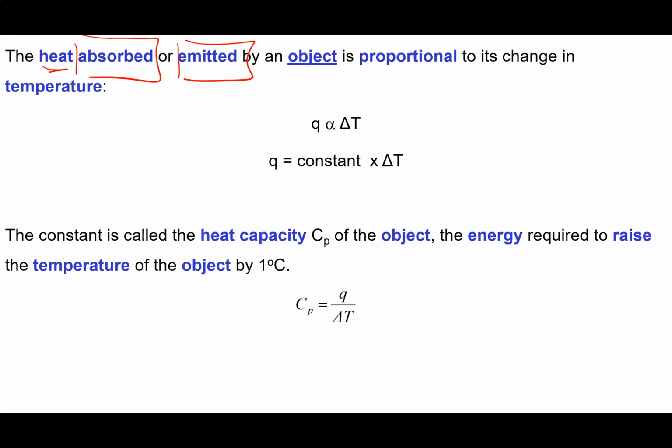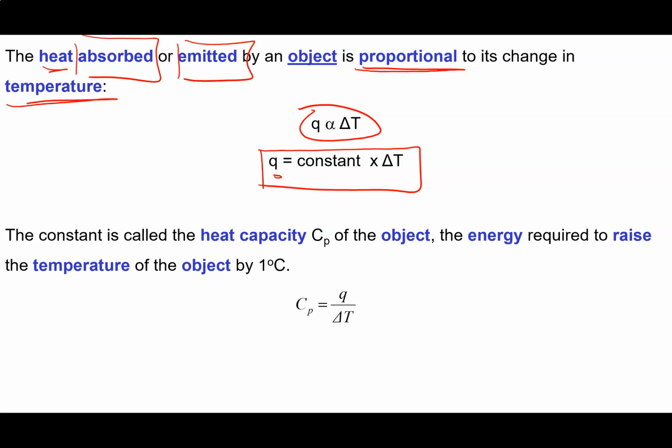And it turns out that the heat absorbed or emitted by an object is directly proportional to its change in temperature. So the bigger the change in temperature, the more heat that is being lost or gained. All right. So mathematically, we indicate that here, that the heat transferred is directly proportional to the change in temperature of the object. Or a little bit more math, we can say that the heat transferred is equal to a constant multiplied by the change in temperature of our object. So what is this constant?